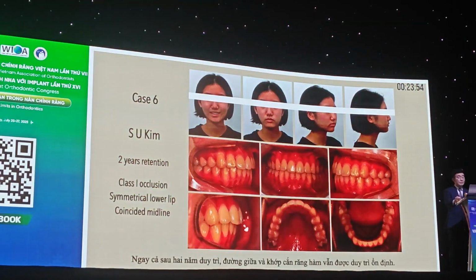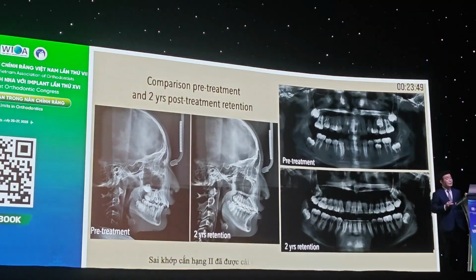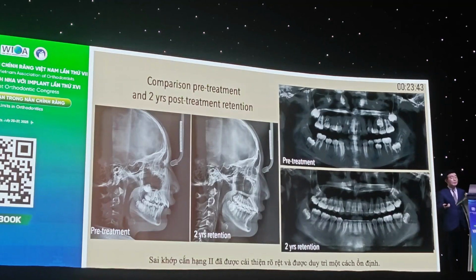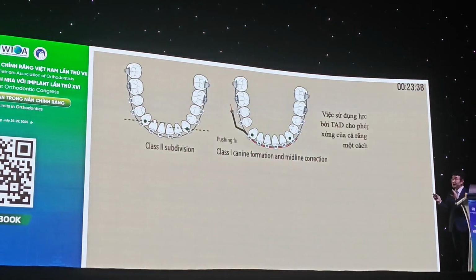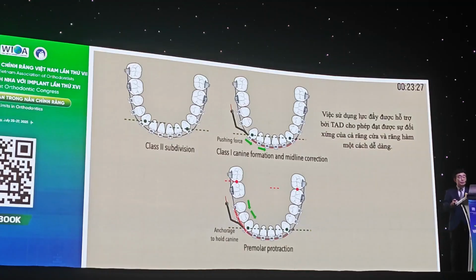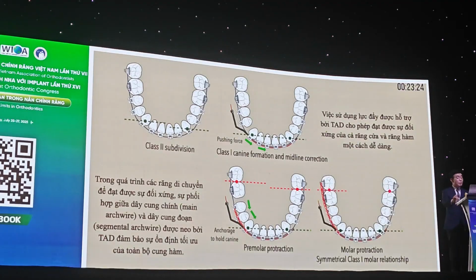After 2 years of retention, the midline and molar occlusion have been well maintained. The class 2 subdivision malocclusion has shown significant improvement and is being stably maintained. The use of TAD-supported pushing force allows for easy achievement of symmetry for both the incisors and molars. While the teeth shifted to attain symmetry, the collaboration between the main arch wire and TAD-supported segmented wire ensures optimal stability throughout the dental arch.